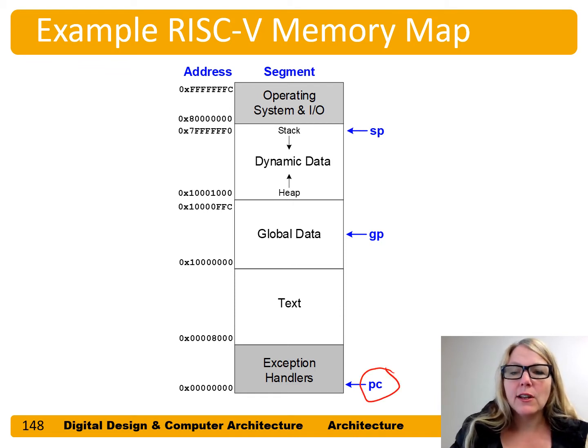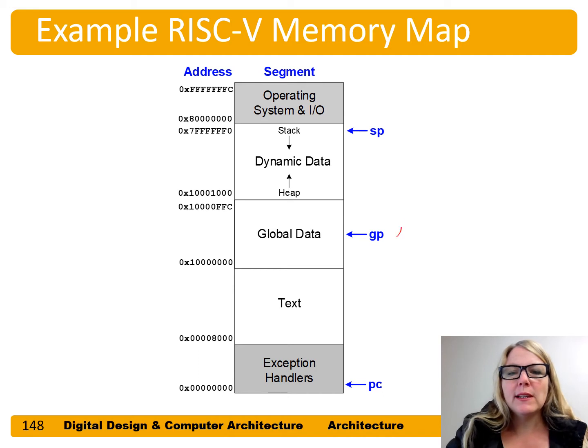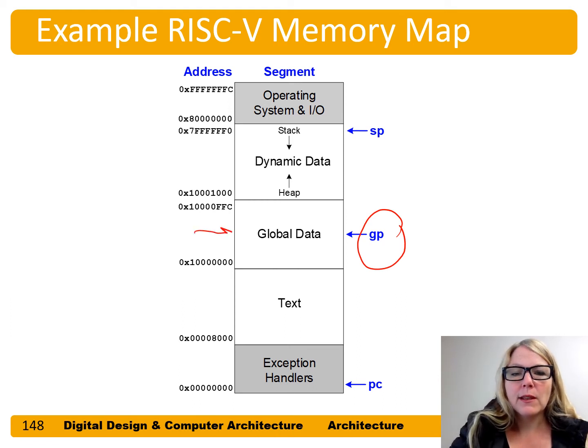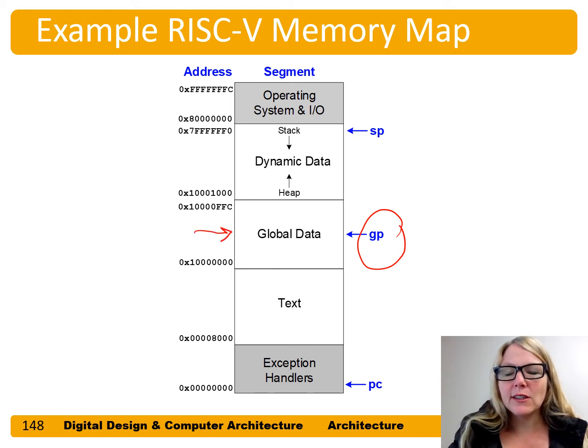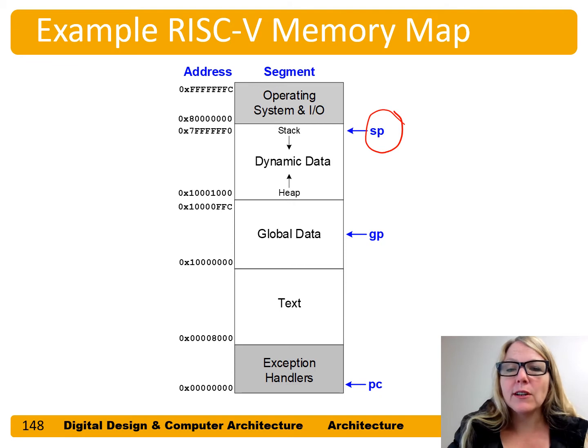So the PC register is not part of the register set. PC, or program counter, keeps track of the current instruction being executed. GP, the global pointer, gives the address of some location, typically the center location of the global data. And SP gives, as we've talked about, the stack pointer, the address of the top of the stack. And remember, the stack grows downward.